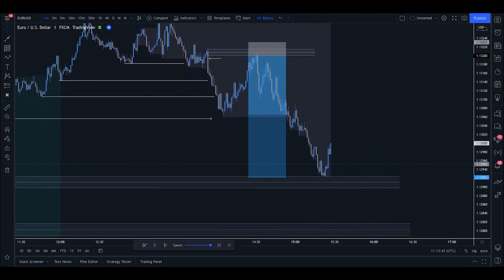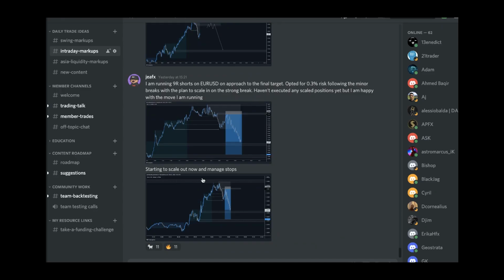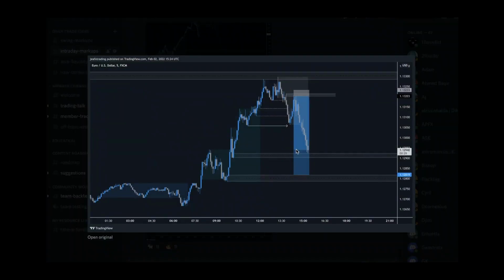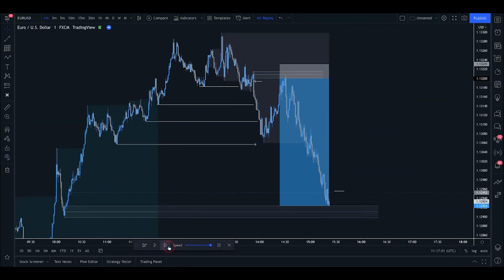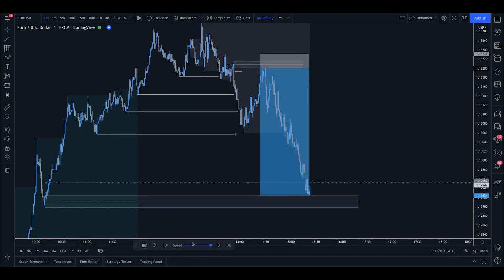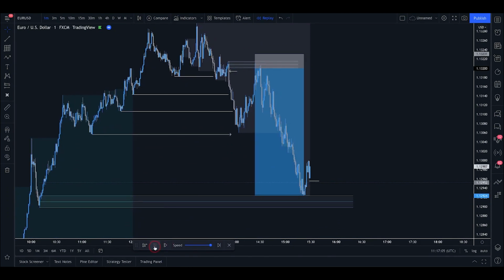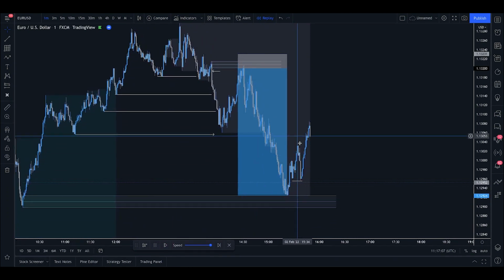This is where I took my profits, as you can see over in the Discord. Starting to scale out now and manage stops. Now this is actually where I began to exit the entire position. We came into this demand area. I did take the majority of my trade off, and then what we actually saw was a pull to the upside, which was obviously a little bit of a corrective move.